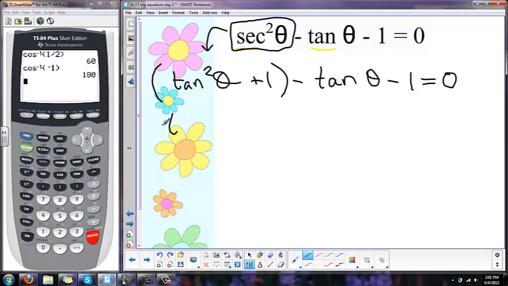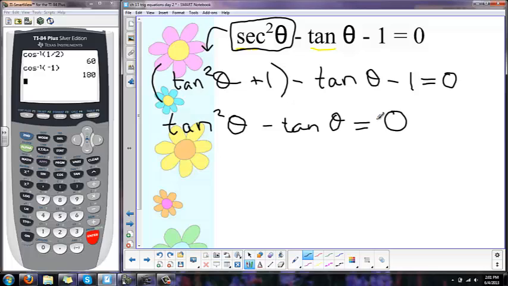So let me rearrange this just a little bit. Tangent squared theta minus tangent theta. And then I have a positive one and a negative one. That becomes 0. So forget about the constants, and that whole thing is equal to 0.